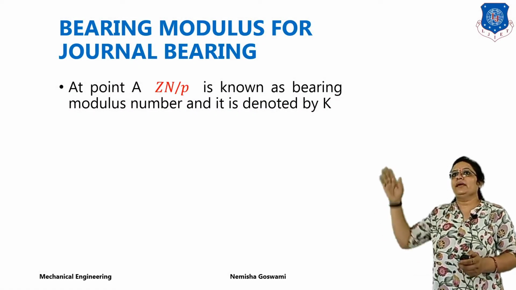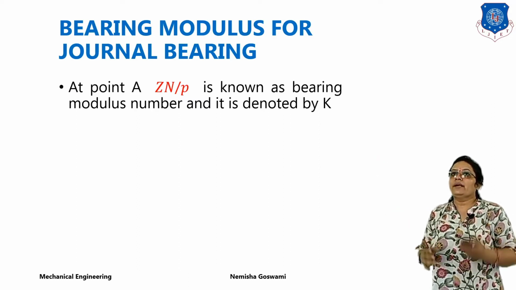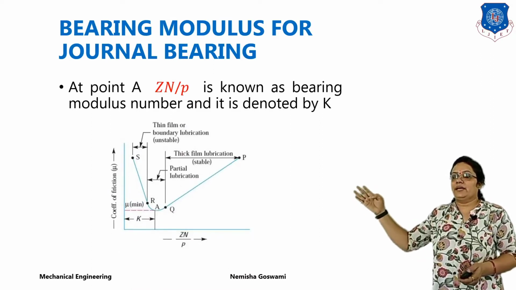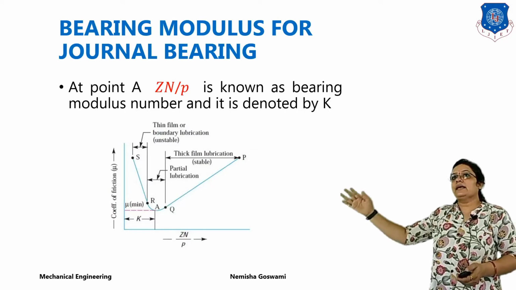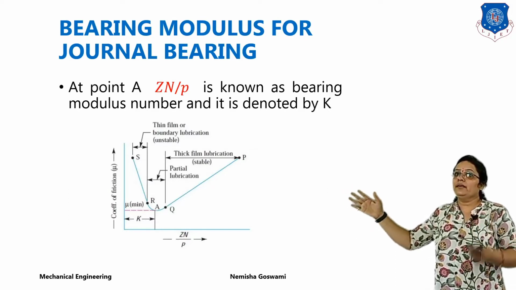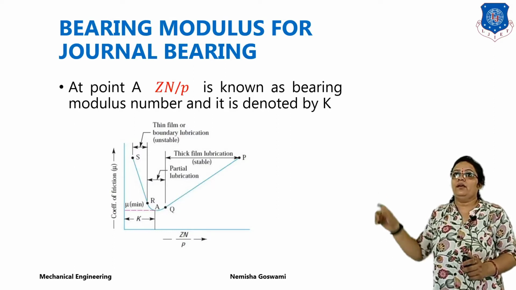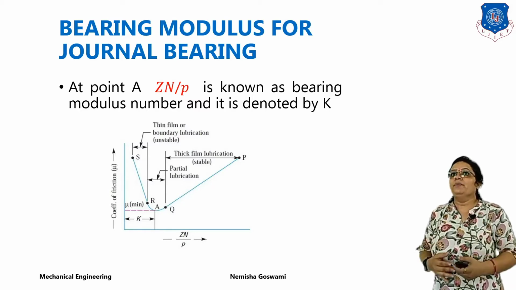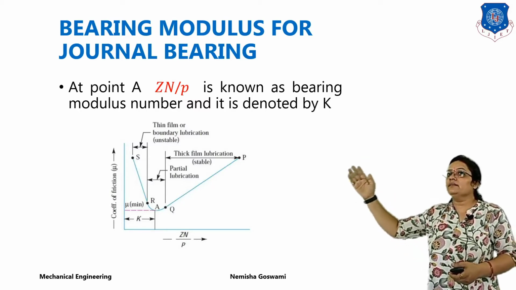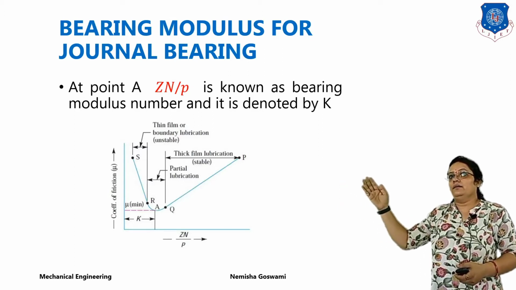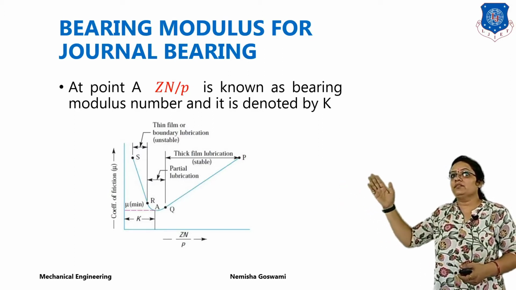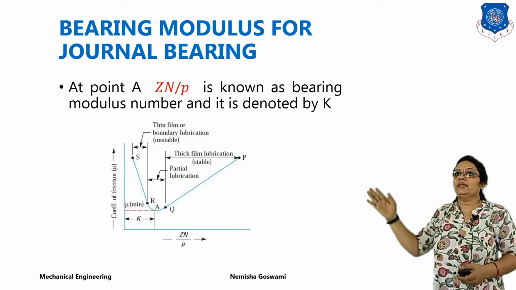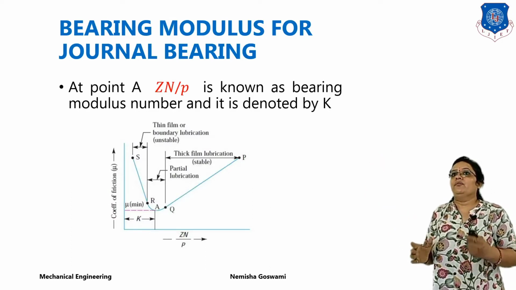Next is your bearing modulus for journal bearing. So what is bearing modulus? You can see here in this diagram, this is a very important diagram. There is a classification which we have already discussed in the last lecture: classification of bearings on the basis of thick film lubrication, thin film lubrication, or zero film lubrication. Here three regimes are already defined. First is thick film lubrication, second is partial lubrication, and third is thin film or boundary lubrication.